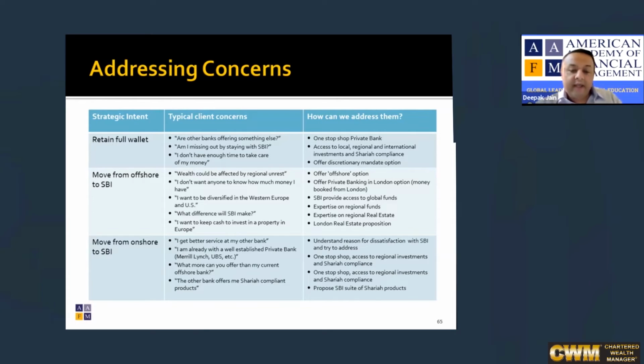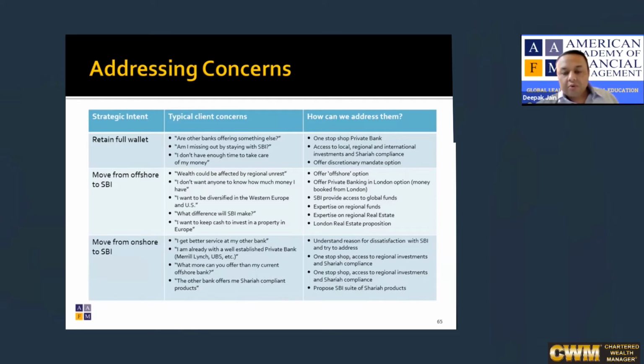So wealth is already in India, but you want them to shift to you. What is the concern? I get better services at my other option. I'm already with a well-established private bank, Merrill Lynch, UBS, etc. What more can you offer than my current offshore bank? The other bank offers me some product which I am looking for, right?